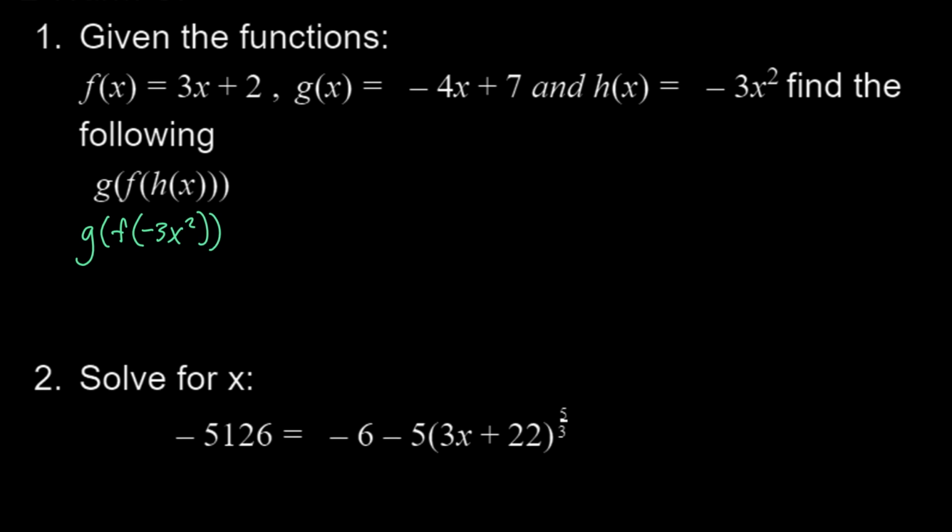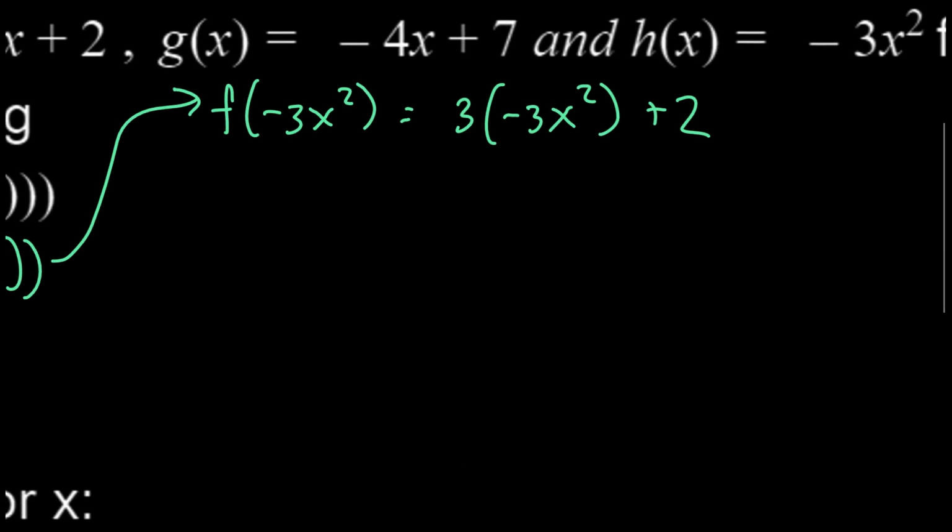We're now inputting negative 3x squared into which function? F of x. So instead of x, what am I now writing in f of x? Yes. So f of negative 3x squared, we're replacing x with negative 3x squared. So can this be simplified further? Yes, you can multiply 3 times negative 3. What is 3 times negative 3?